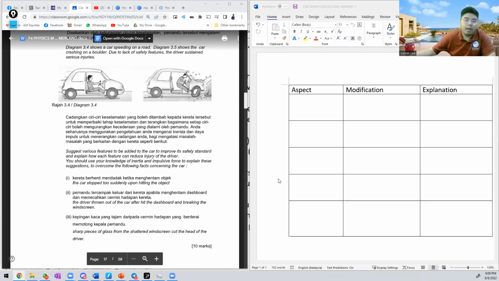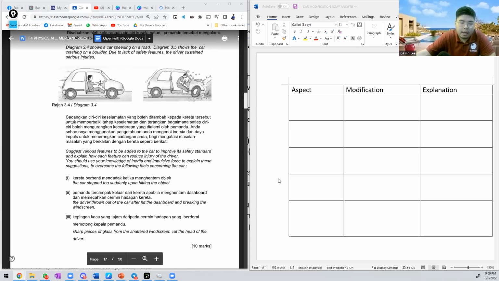Of course, reading this you already know, it has to do with impulsive force. Number two, the driver thrown out of the car after hitting the dashboard and breaking the windscreen. So this person, if it flies out of the car, of course, it is going to have a very, very bad accident. The likelihood of dying, of course, increases by a lot.